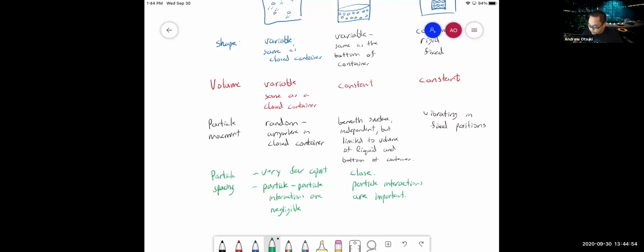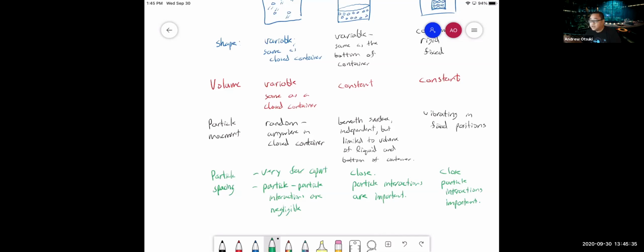Okay, and lastly, for solids, they're close as well. So it's kind of the same thing as a liquid. Because if the solid moves as a single piece of matter, that means its interactions have an important part in keeping it together as a whole. So in this case, particle interactions are very important here too.